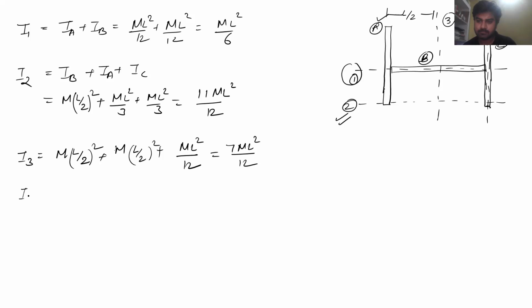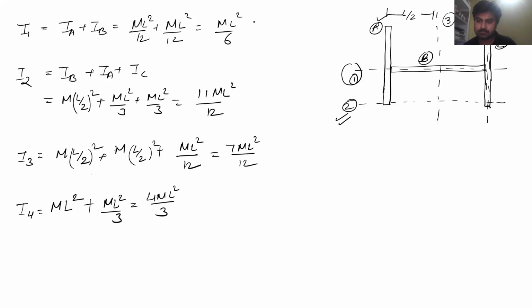Now if I talk about the fourth axis, which goes through rod C. So parallel to rod C is rod A. So parallel axis theorem, which is ml square, right? Plus this rod B is at the edge of the axis, that means it is ml square by 3. So it will be equal to 4 ml square by 3.